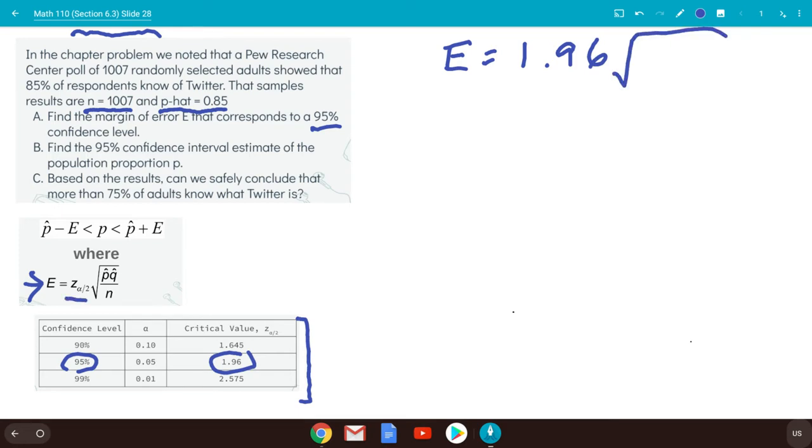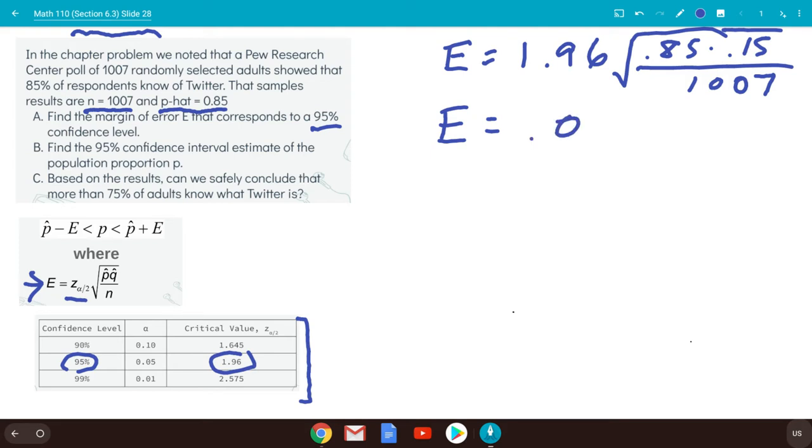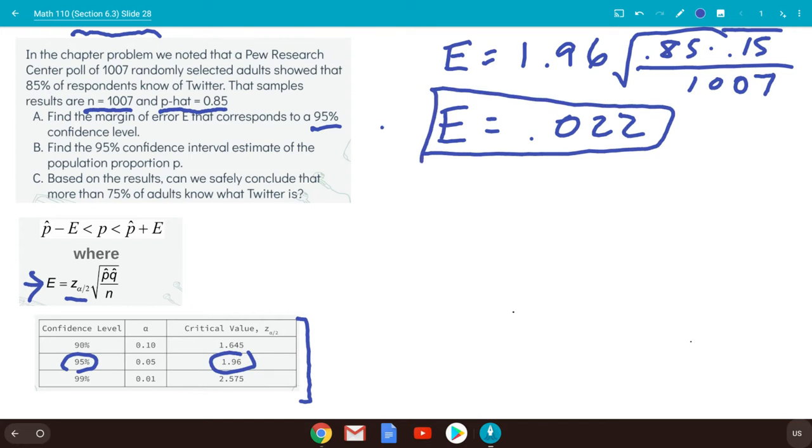And then I'm going to multiply that by p hat times q hat. So p hat is 0.85. Q hat is 0.15. Remember, that's the complement of p. And I'm going to divide that by n. Now, if you want to pause the video and plug that in, make sure your technology is working. You can, but the error that you should get when all is said and done is 0.022. That is the answer to part A.